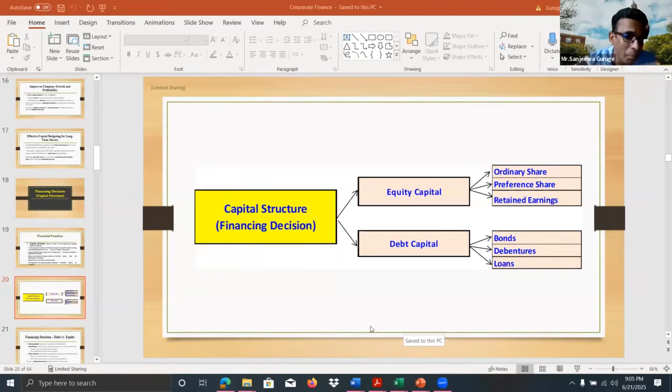Another very important point is given: control will not be given to the loan providers, which is correct. And the same point is given in another answer: ownership will not be diluted, which is correct. Those are the reasons to use debt capital. And there is another question, which is a very good question. If debt is good, why can't we finance all requirements from debt? Good question.